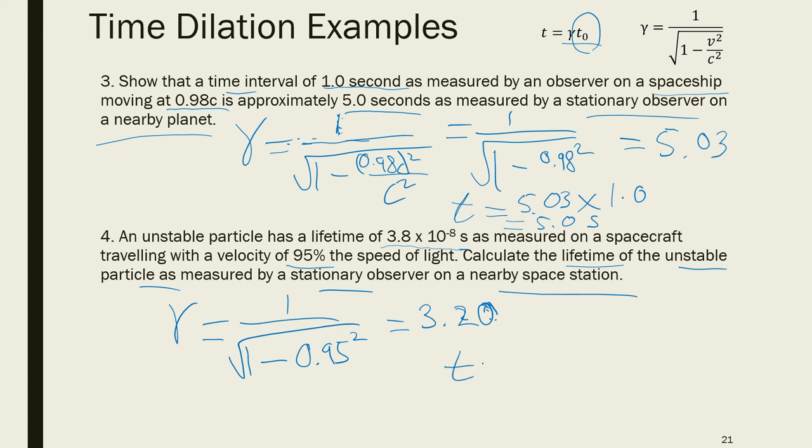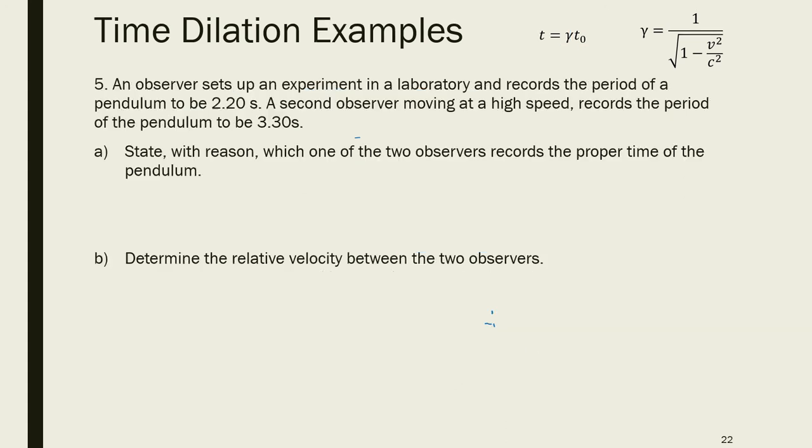And then the time is obviously just the Lorentz factor times the proper time, which is 3.8 times 10 to the minus 8. And so the time as measured on the nearby space station has actually increased and dilated the time to 1.2 times 10 to the negative 7 seconds.